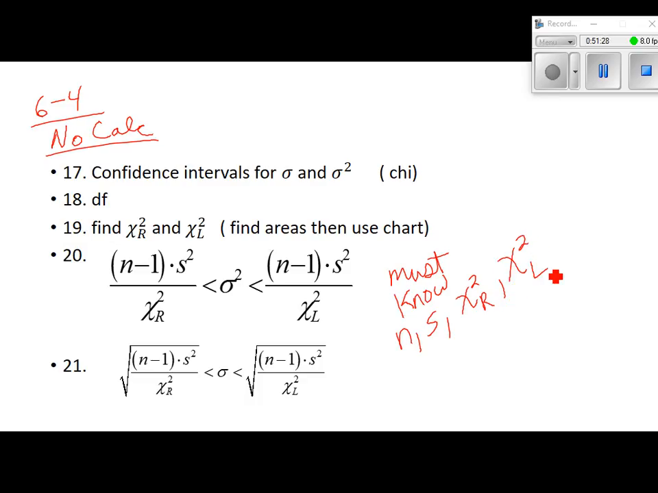Probably the hardest thing is finding the chi-squared right and the chi-squared left. Remember, that's what we just got done doing, finding the areas. To find the areas, you do (1 minus C) divided by 2 and (1 plus C) divided by 2. That gives you the two areas, and then once you know the two areas, you use the chi chart along with your df to find the two critical values, the two chi-squareds.